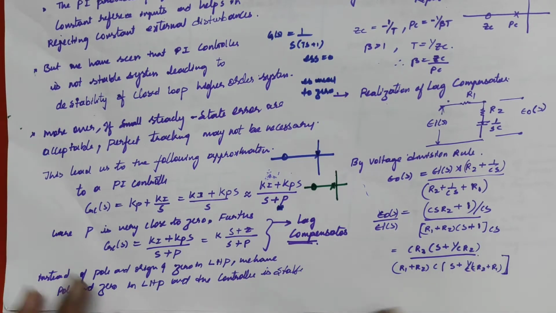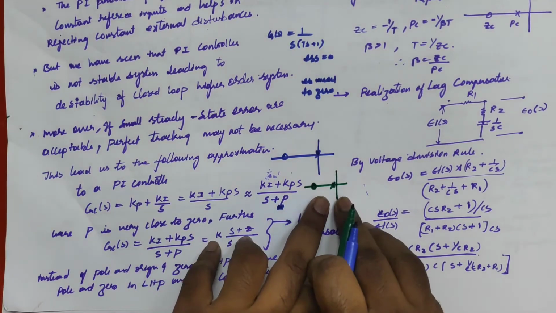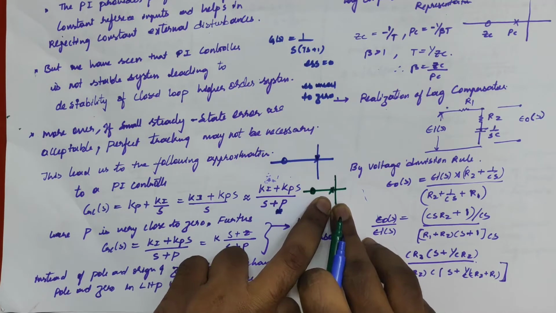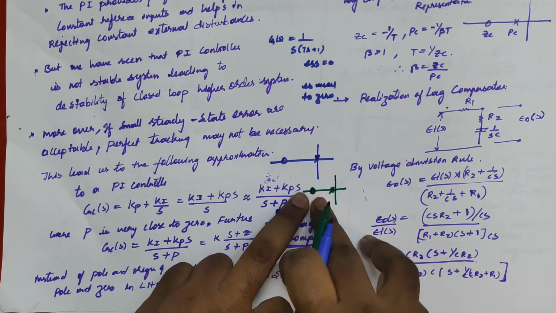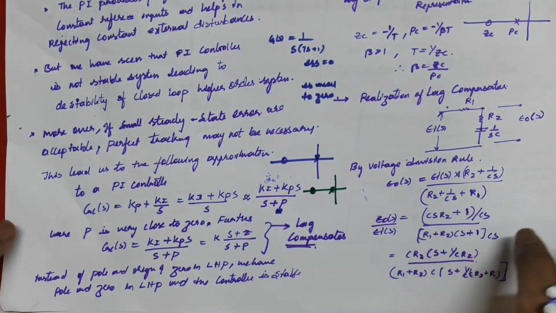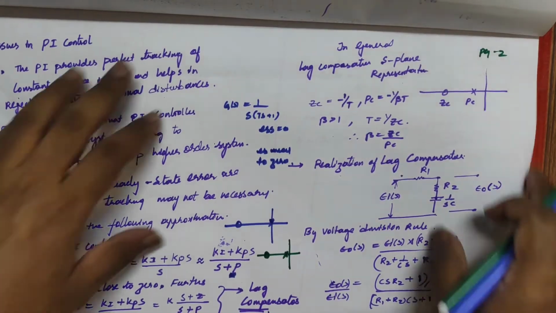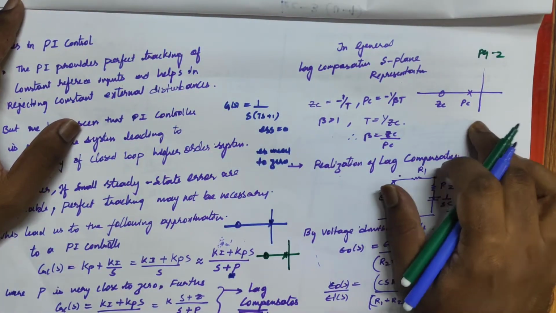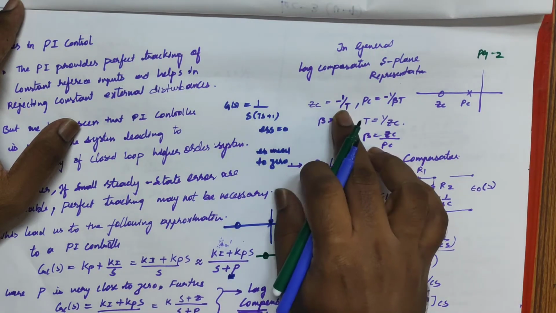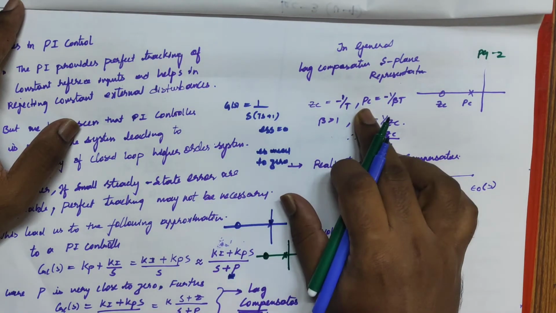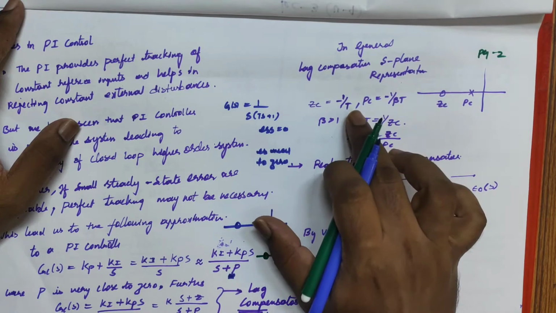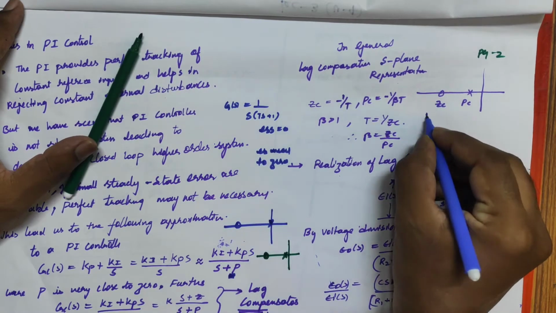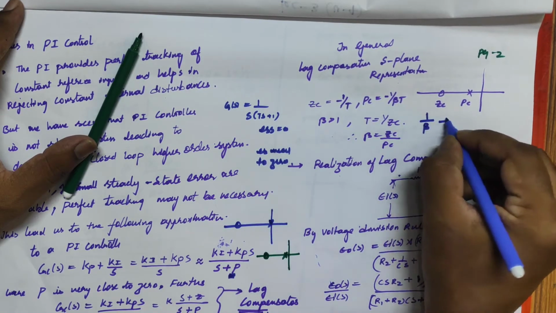In general, for a lag compensator, we should keep in mind that we have a pole near the origin and a zero far away from the origin. This is the lag compensator. In the s-plane, if you want to describe the lag compensator, ZC is minus 1/T and PC is minus 1/(beta T), where T is a time constant and beta is greater than 1. Here 1/beta is called the attenuation factor.